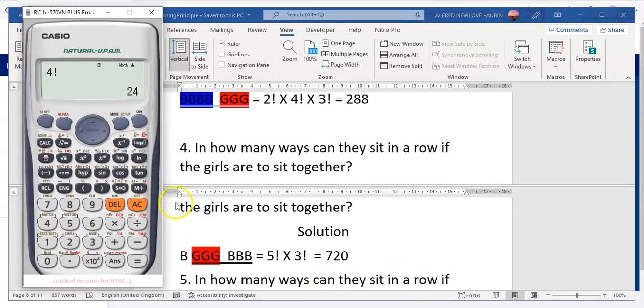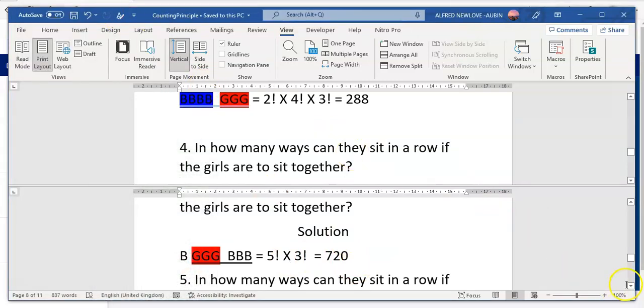Let's just press this on the calculator, which is easy. I already have my factorial there. I don't have to delete. I only have to press the times, then my 3 factorial. 720. Wow.